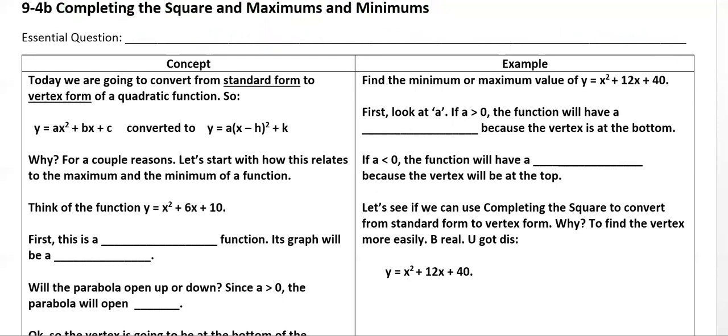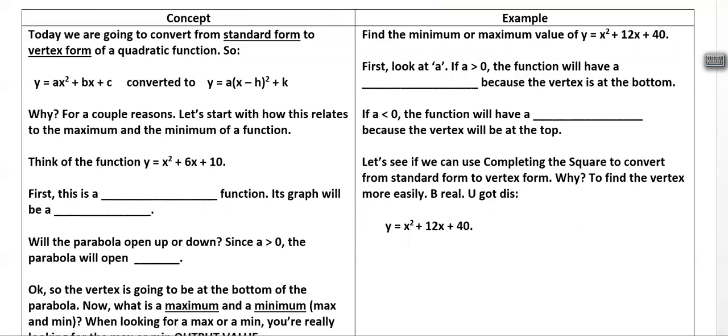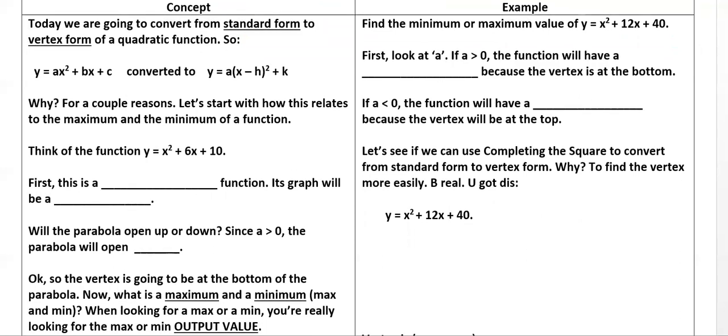Okay, so before we dive in, let's do some review here. Today we are going to convert from standard form to vertex form of a quadratic function. So which one has the A, B, and the C? So easy is 1, 2, 3. That is standard form, and we're going to convert that to vertex form. And hopefully you all remember the vertex is located at (h, k). And why are we going to do this? For a couple of reasons.